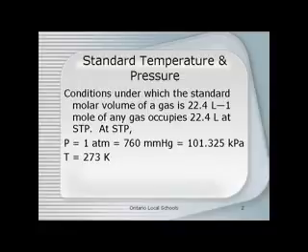I want you to remember as well that the millimeter of mercury is often referred to as a torr, T-O-R-R, but their quantitative value is the same. The temperature at standard temperature and pressure is always expressed in Kelvin. It's 273 Kelvin.